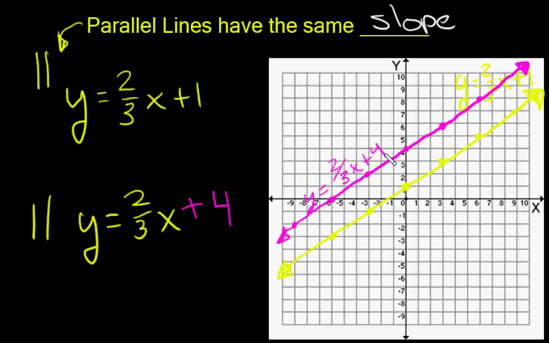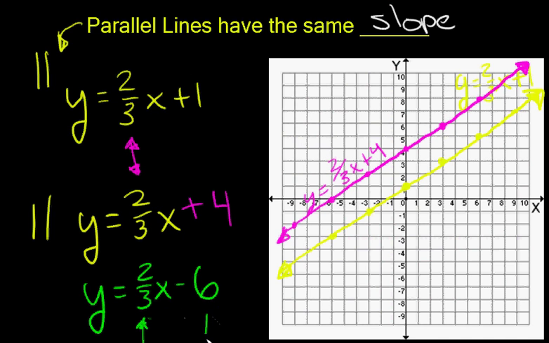That's it. Parallel lines have the same slope as each other. They just have different y-intercepts. I mean, I can make a third parallel line. Let's do green. And this time let's do like -6. So again, the slope is the same.